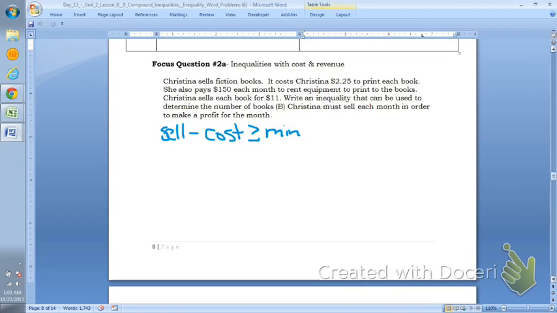So let's read this story problem. Christina sells fiction books. So that's a good indication that this is this type of problem. If you're selling an item, it's usually this type. It cost her $2.25 to print each book. There's our cost. Remember, it's each book. So $2.25 for each book. I'm assuming they do want you to use B as your variable.